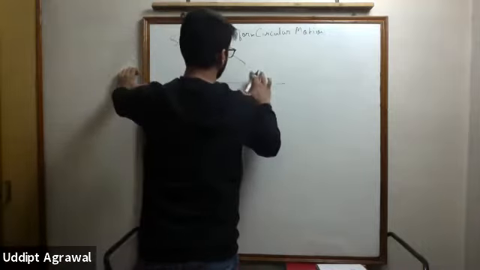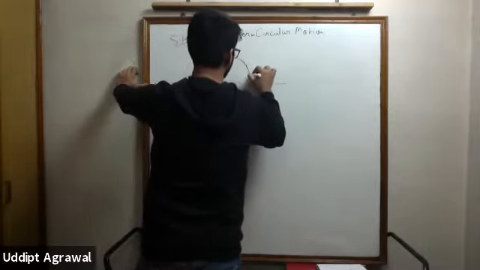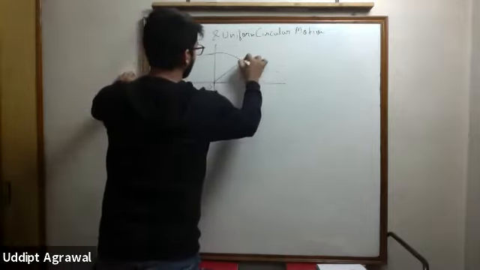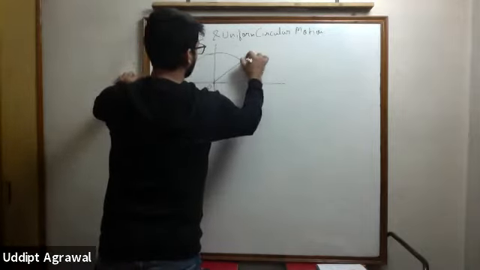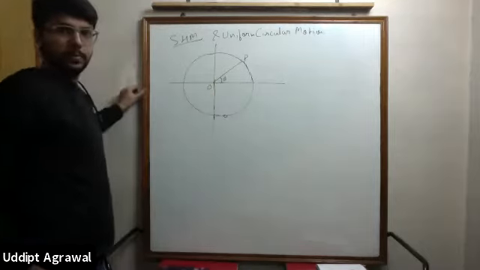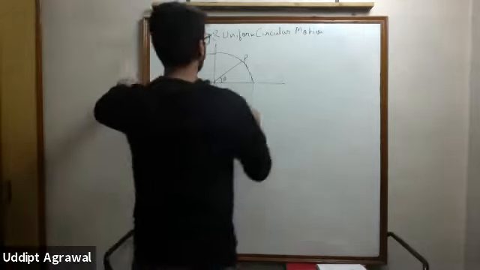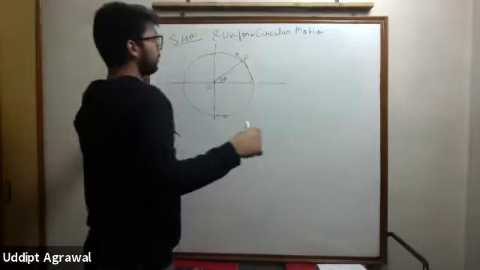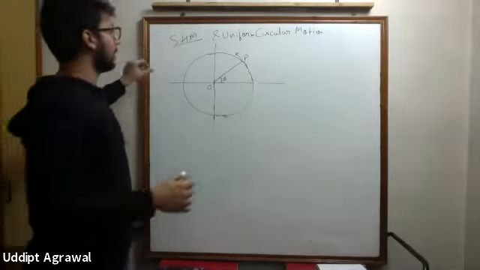So I'm taking a circle. This is the origin, and this, say, is my starting point. So this is my phi. Okay. Now, my velocity, my particle will be moving that side.